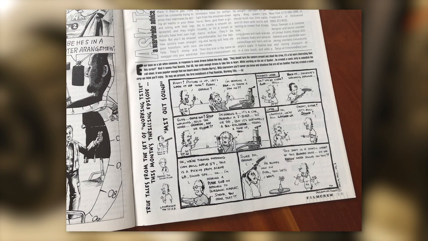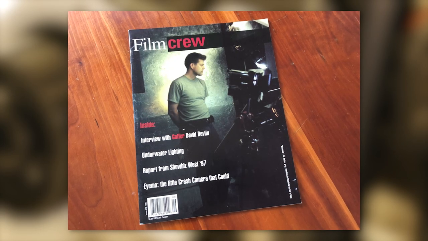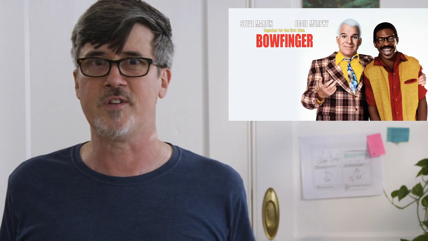Here's a still from the 1999 movie Bowfinger with Steve Martin. He's playing a movie producer. That piece of gack right there on that corkboard is a cartoon from the magazine I produced back in the 90s called Film Crew. The production company reached out to me and asked my permission to use it, which I gladly gave, because who doesn't want to be gack in a Steve Martin movie?